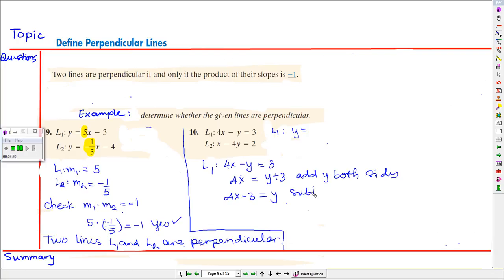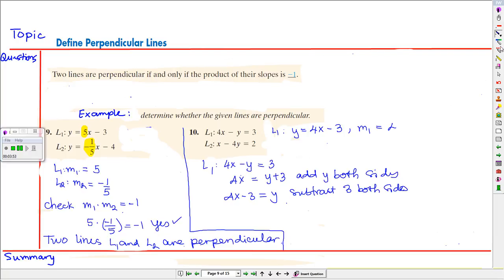So what we did right here is subtract 3 from both sides. Therefore, the equation in slope-intercept form is y equals 4x minus 3. Then we can conclude that the slope for the first line, which we call M1, is 4.